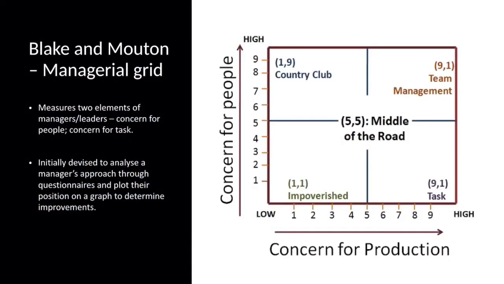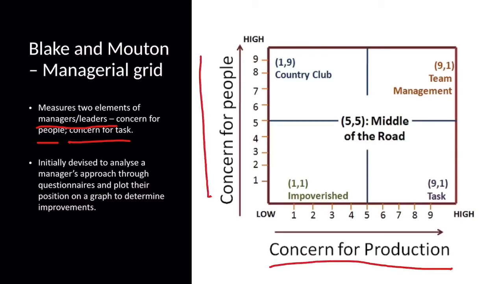The Blake and Mouton managerial grid measures two elements of managers and leaders: concern for people and concern for tasks. You can see concern for production and concern for people on both axes. It was initially devised to analyze the manager's approach through a questionnaire, plotting their position on the graph to determine improvements. If concern for people is high and concern for production is low, they can be considered a country club. If both are low, it can be considered impoverished.